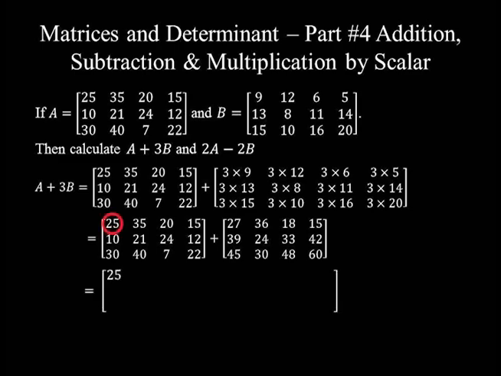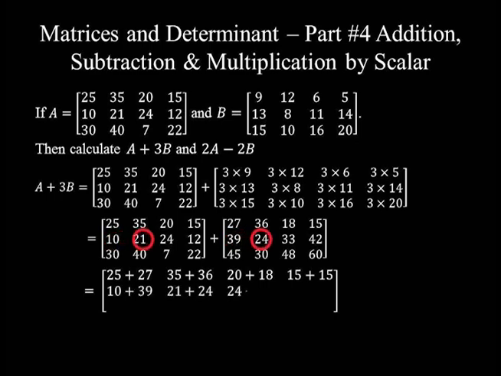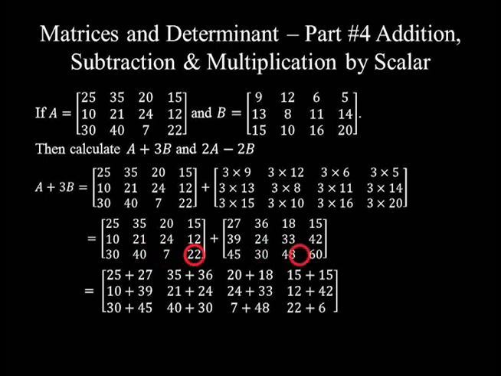That's 25 plus 27, 35 plus 36, 20 plus 18, and 15 plus 15. What we did here is just add elements located in the same row and column. When we come to row 2, 10 plus 39, 21 plus 24, 24 plus 33, and 12 plus 42. Addition of row 3 elements, 30 plus 45, 40 plus 30, 7 plus 48, and 22 plus 60.